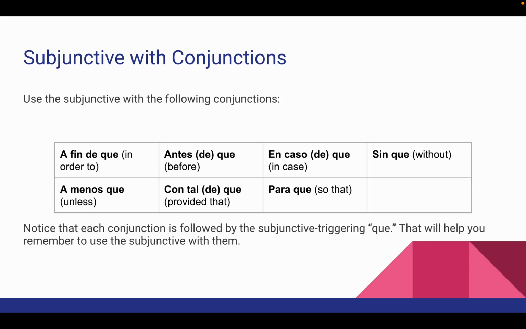So use the subjunctive with the following conjunctions. A fin de que, in order to. Antes de que, before. En caso de que, in case. Sin que, without. A menos que, unless. Con tal de que, provided that. Or para que, so that. So you'll notice that each conjunction is followed by the subjunctive triggering que. That will also help you remember to use the subjunctive with them.